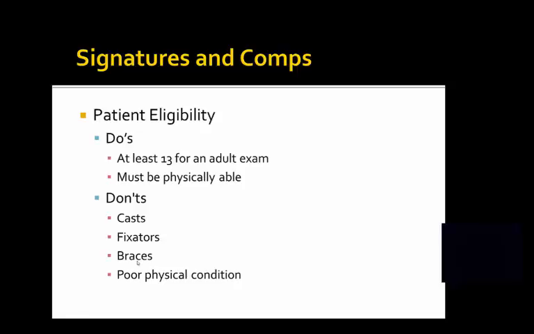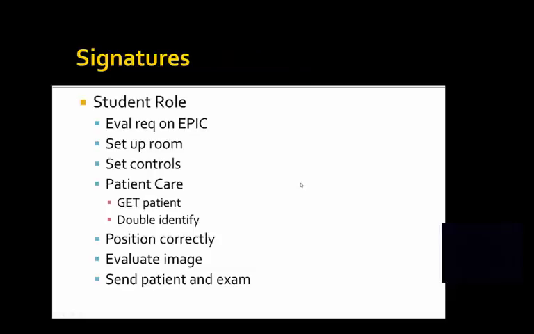There are also certain standards that our patients must meet for them to be eligible to be the subject of a signature or competency. They must be at least 13 years old to qualify for an adult exam, and they must be physically able to do what is required. There are some things that we do not encourage our students to do for comps or signatures, such as patients in casts or fixators, braces, or patients who are in poor physical condition.